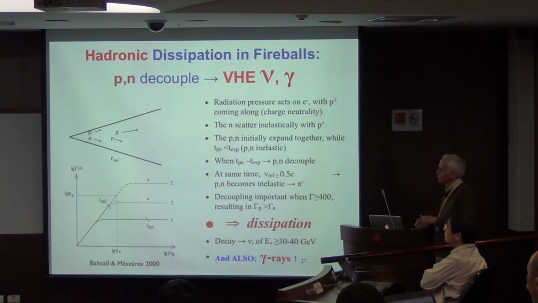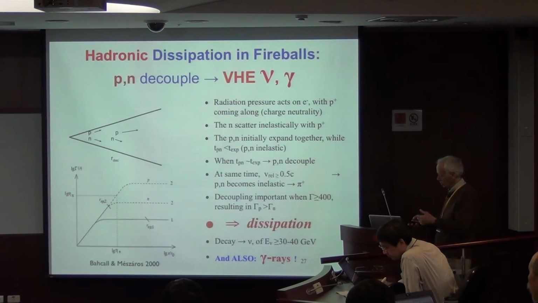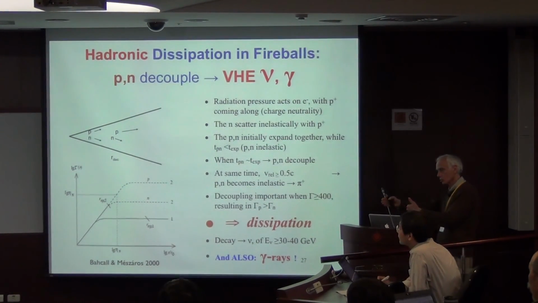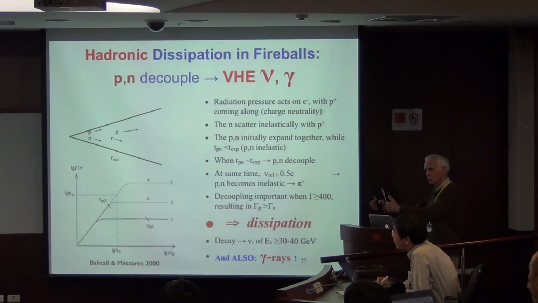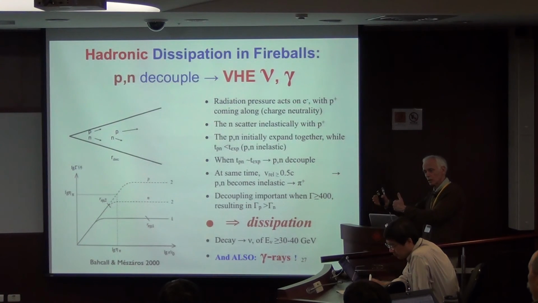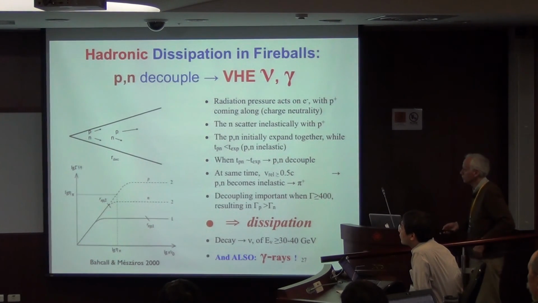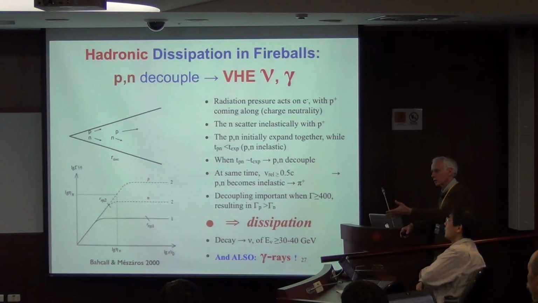But at some point, the collision time becomes longer than the dynamic time, and so when the collision time becomes longer than the expansion time, then the neutrons start to lag behind the protons. The protons are still pushed by the radiation or the magnetic field. The neutrons are not. And so there is a relative drift velocity between neutrons and protons. And when this drift velocity exceeds half the speed of light, the nuclear collisions become inelastic. When they become inelastic, then you produce pions. And then the pions decay into neutrinos and relativistic positrons.